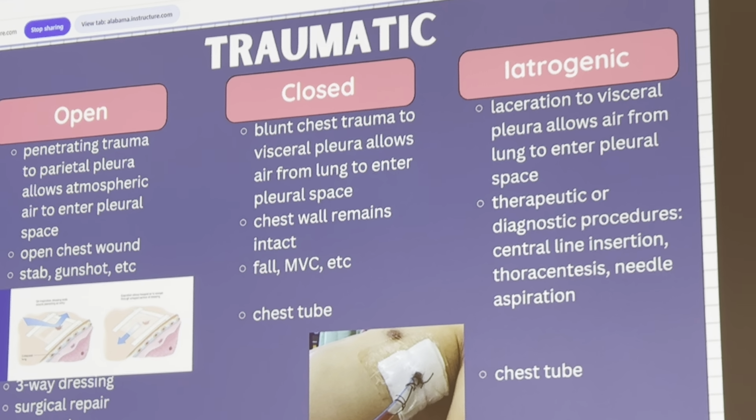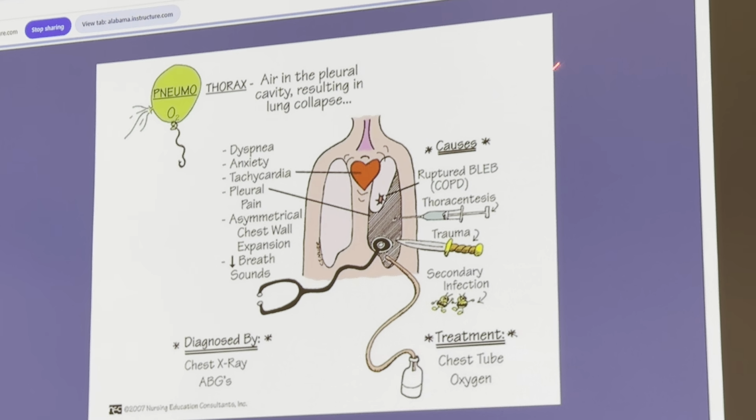So just another good representation of what I'm talking about with a pneumo. We have all your symptoms on the left side here. What can cause these types of things? There are several options. You have open wounds, you also have your iatrogenic causes as well. And then you also have your secondary pneumothoraxes as well. Okay. And then how would you diagnose?